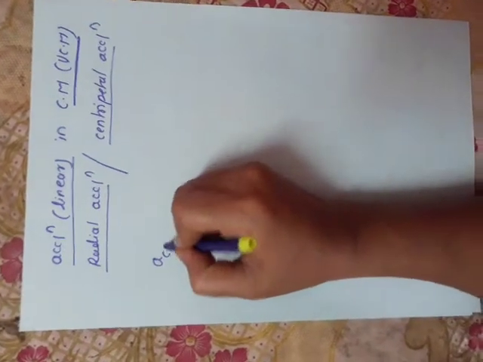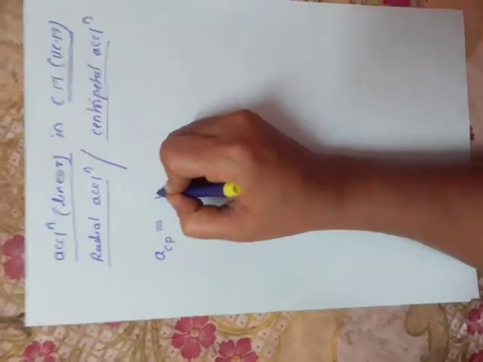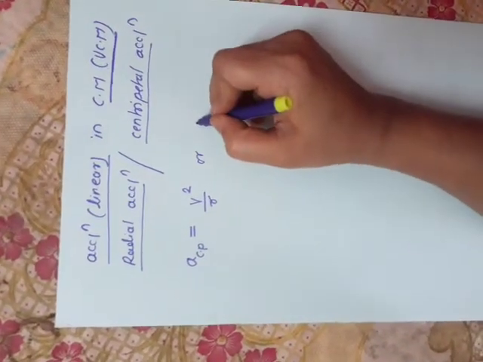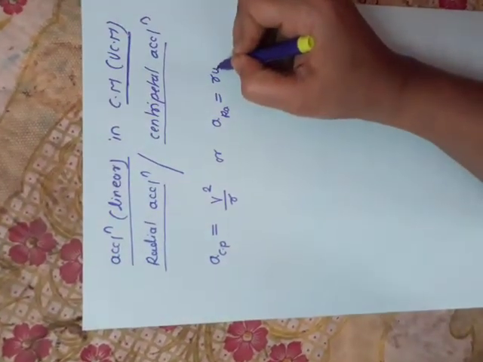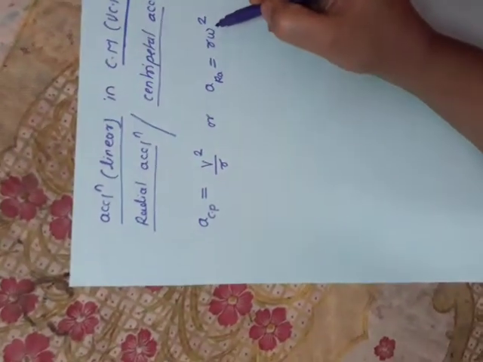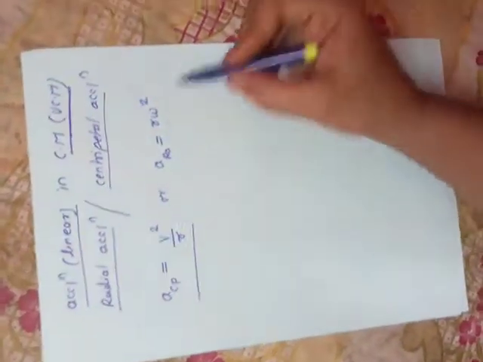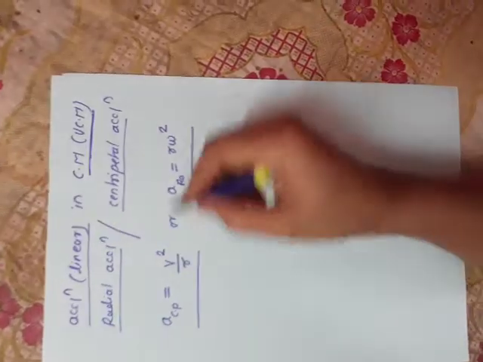Centripetal or radial acceleration a is equal to, first formula, v square upon r, or second, r omega square. Here v is linear velocity, r is radius vector, and omega is angular velocity. That means the first is the formula related to linear velocity and the second is the formula related to angular velocity.